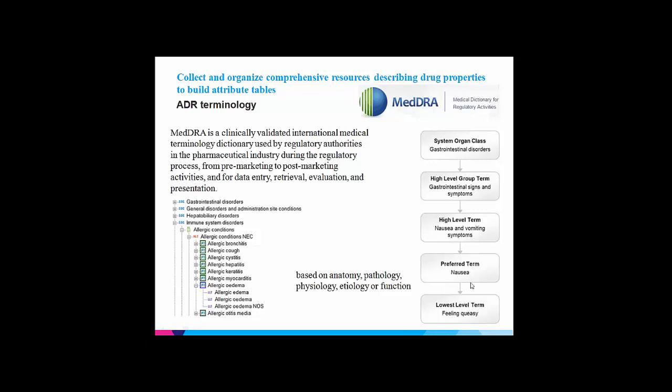The level of terms that is used to directly describe side effects or ADRs is the preferred terms, like this level, and you can also trace those terms up to their upper levels.